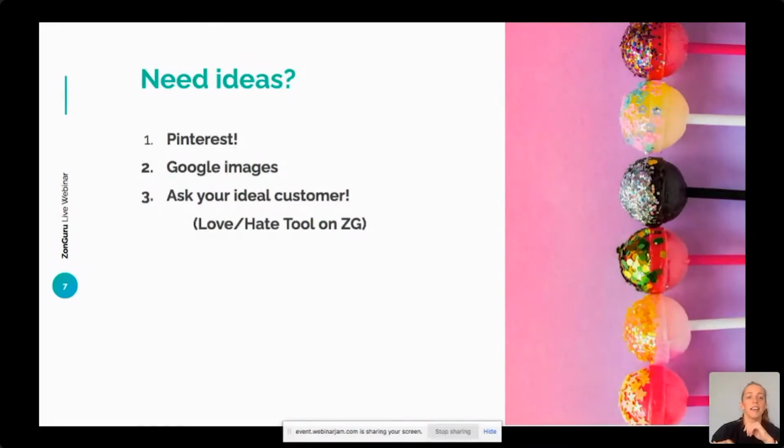Keeping that in mind, it's a fun process. It can get a little bit frustrating, but most of the time it is a really, really fun process.